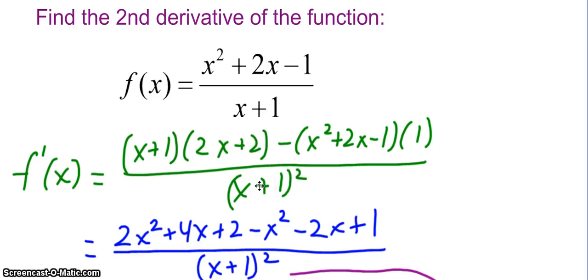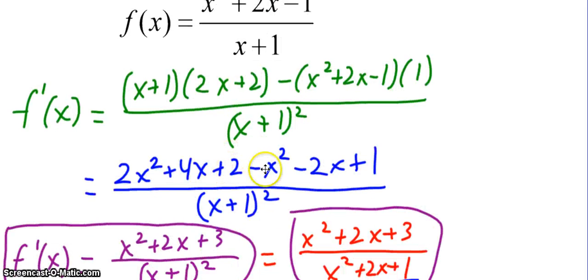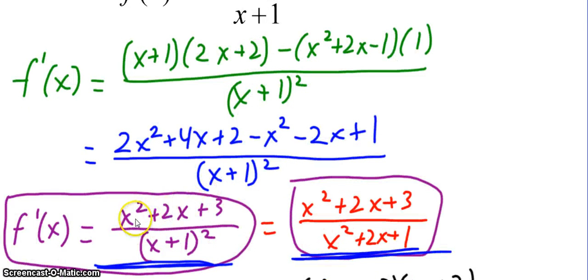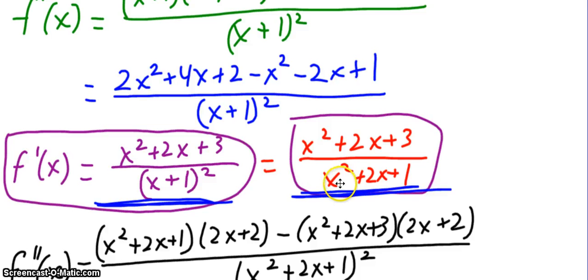Good. Now, in order to do the second derivative, though, we do want to simplify this as much as we can before we start the second derivative. Otherwise, the second derivative is just going to get really messy. So I distribute the numerator, combine like terms, and I get the first derivative, f prime of x, is x squared plus 2x plus 3 over x plus 1 quantity squared. Now, in this case, I actually decided to multiply out the denominator as well. You don't need to. It's just that I think it's going to make the second derivative a little bit easier. So I multiplied out the denominator, so now I'm using this version.